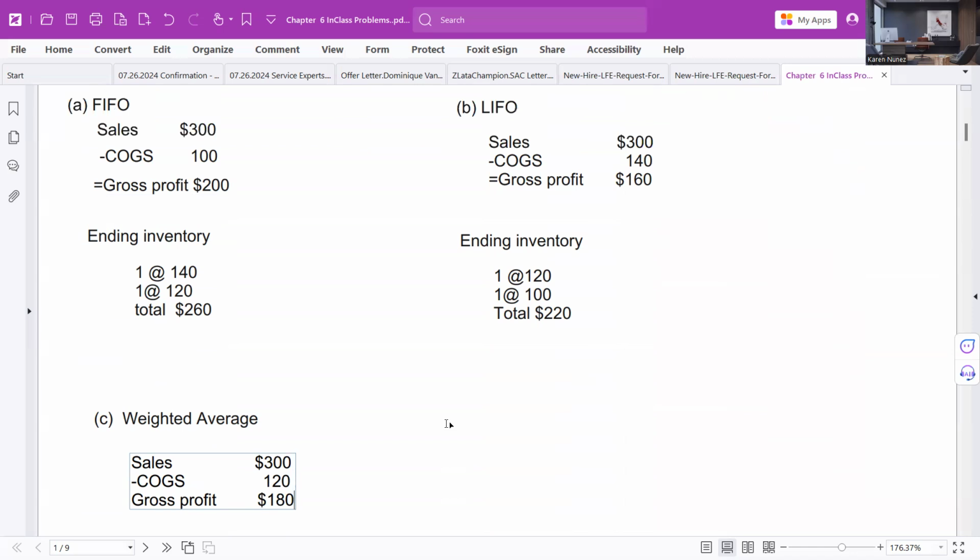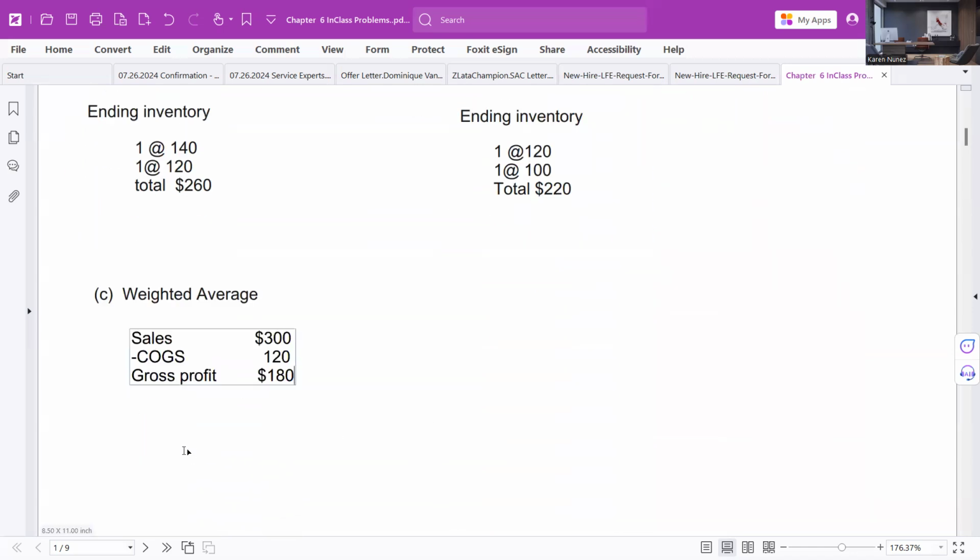And the ending inventory, well, the ending inventory is 2 units. And every one of those units bears that $120 cost. So what we're saying is we have an ending inventory that has a cost of $240 under the weighted average approach.